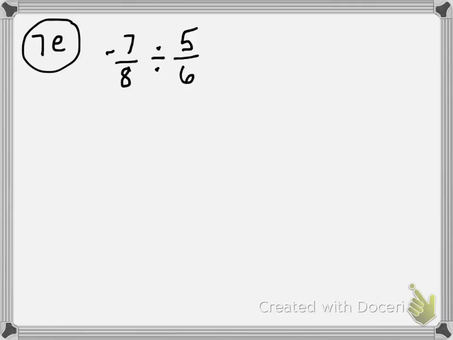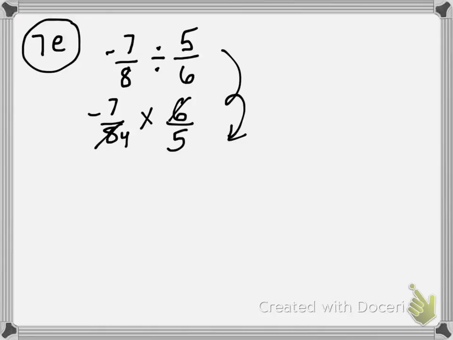Problem 7e says -7/8 divided by 5/6. So my rules for dividing fractions: keep, change, and flip. So remember, -7/8 will keep, division will change to multiplication, and then we have to flip 5/6 to its reciprocal of 6/5. Now I can look to see, can I cross reduce anything? Well, these are even, 8 and 6. I can divide by 2 and get 4. Divide by 2 and get 3.